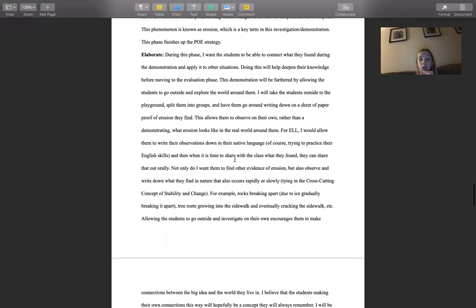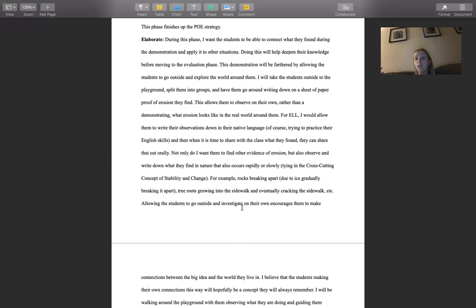And this ties in the cross-cutting concept of stability and change. So I have, for example, rocks breaking apart. They can find that as an example. This is due to ice breaking apart: water goes in and then freezes and expands the rock. And then tree roots growing into the sidewalk and cracking it. That's another great one that we can talk about.